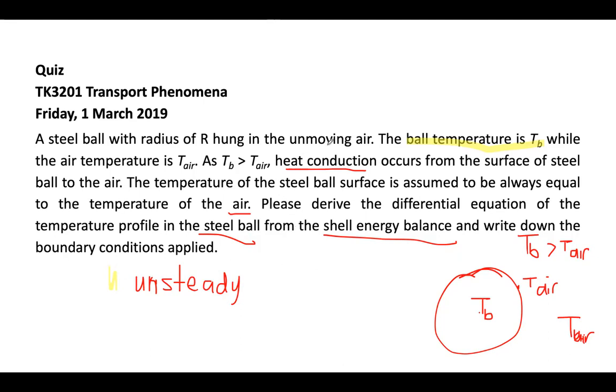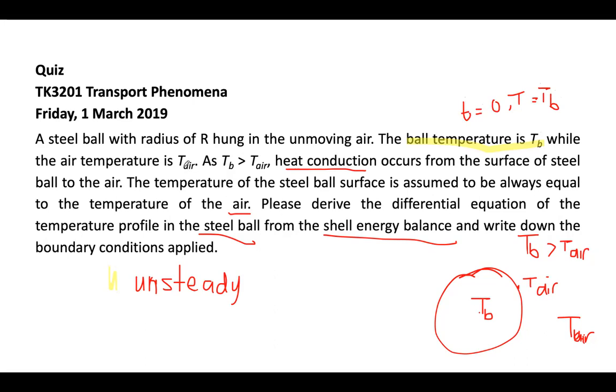Okay, so the first one, the ball temperature in the beginning is T_B. So this actually tells you that at t equal to 0, in the beginning, the temperature is T_B. Okay, so this is one boundary condition.